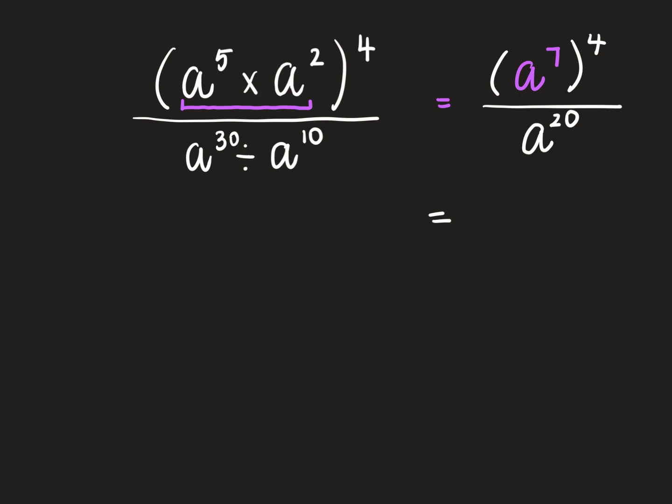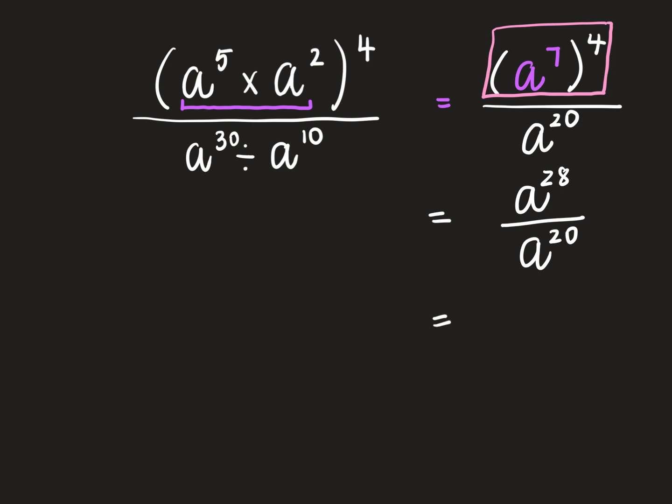Next thing I'm going to do is this here. Raising a power to a power. What do I do? I multiply the indices. 7 fours are 28. I've got 8 to the power of 28 still over 8 to the power of 20. Well, that's just a division problem now. 8 to the power of 28 divided by 8 to the power of 20 is 8 to the power of 8. And that's my answer.